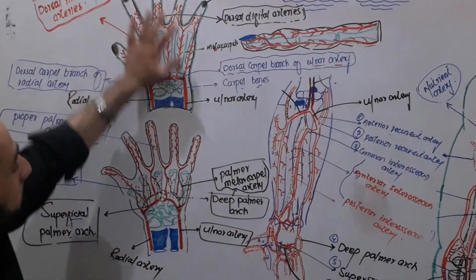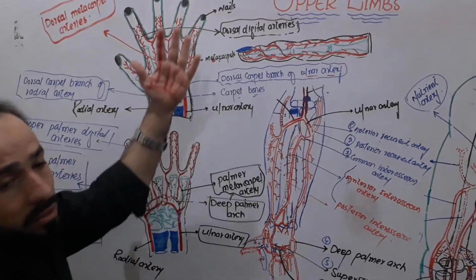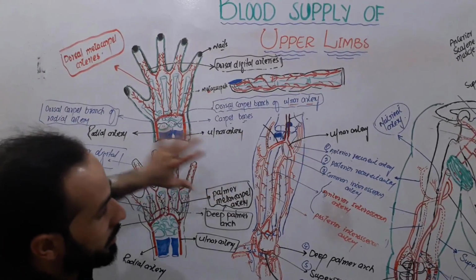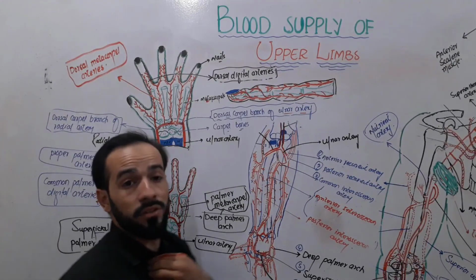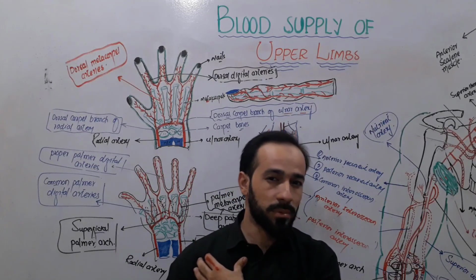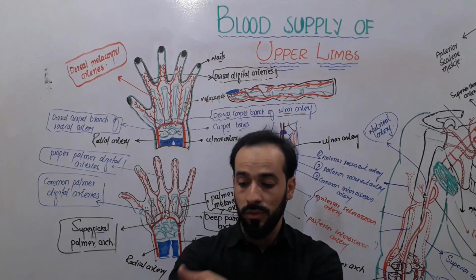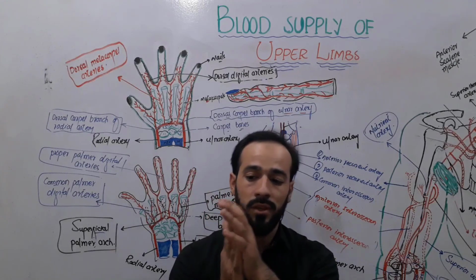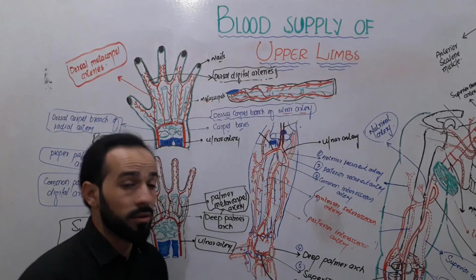This was about the blood supply of the hands, my dear friends, in the dorsum of the hand and in the palmar surface of the hand. So I hope we have cleared all the blood supply of the upper limbs. I started from the subclavian artery, the branches of subclavian artery, the branches of axillary artery, the branches of brachial artery, the branches of radial and ulnar artery, and all the branches which are present in the hands, and we have covered it up to the fingers or digits. So this was about the blood supply of the upper limb.